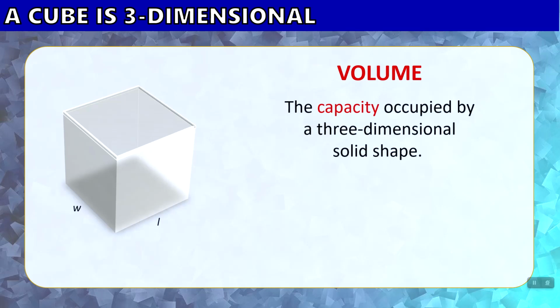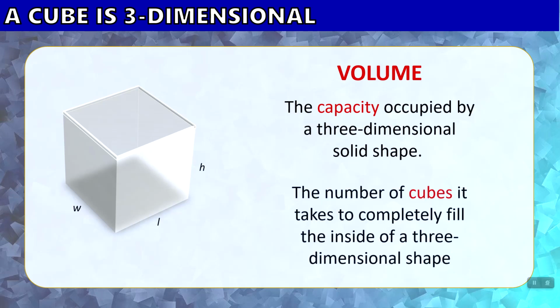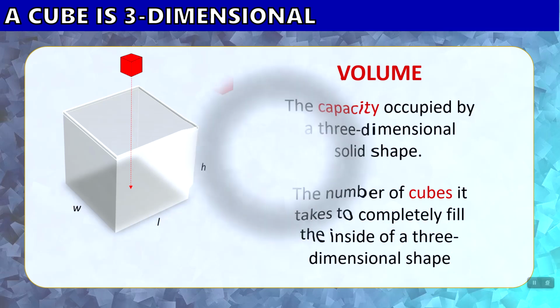Here's its length, here's its width, and here is the height. And so the number of cubes that it takes to completely fill the inside of a 3-dimensional shape is its volume. We use capacity when we talk about liquids filling up a container. If we took little cubes and put them inside of this big cube, the number of cubes that it took to fill it is its volume.